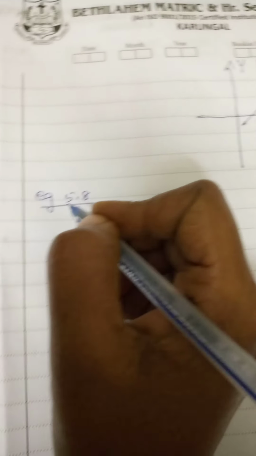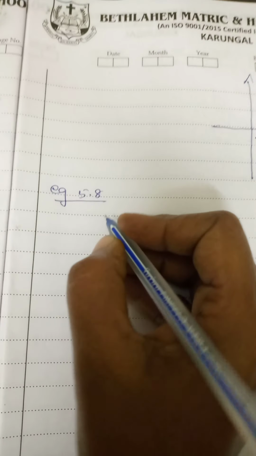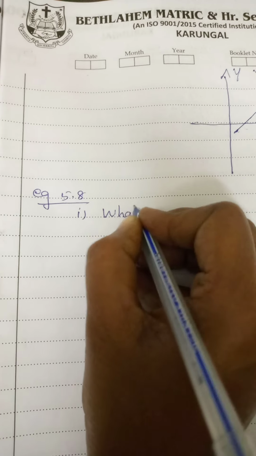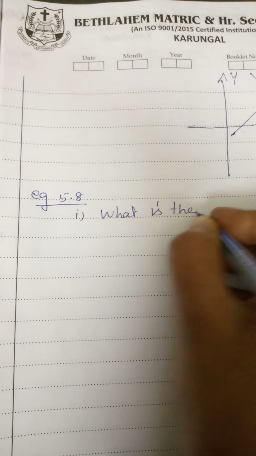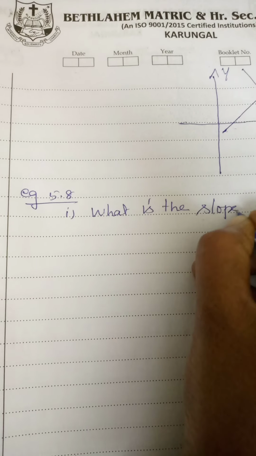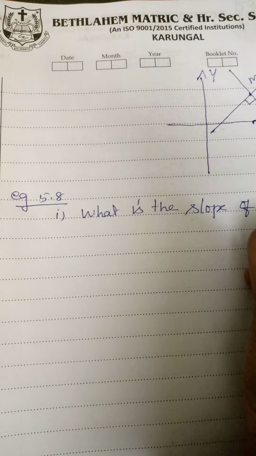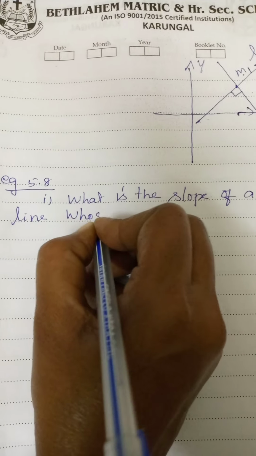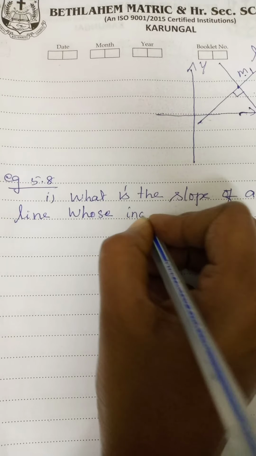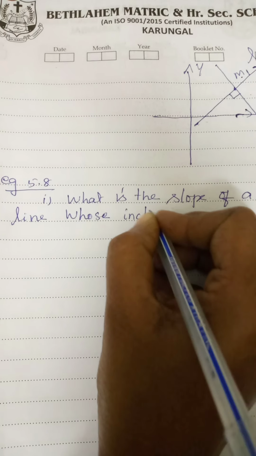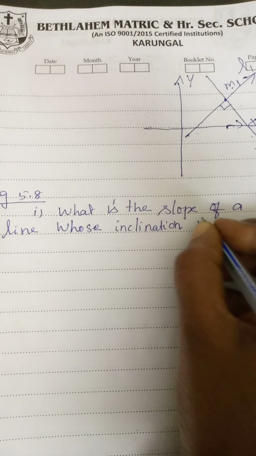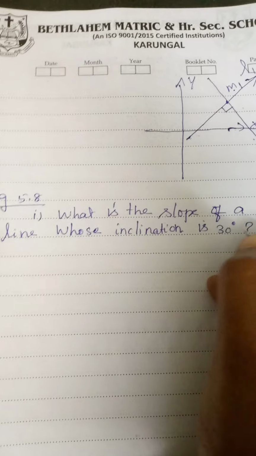Example 5.8, page number 214. Write the question along with me. First one, what is the slope of a line whose inclination is 30 degree?